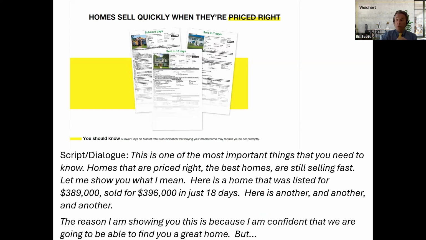This is one of the most important things that you need to know. Homes that are priced right, the best homes, are still selling fast. Let me show you what I mean. And then you might say, here's one, came on the market for $389,000, sold for $396,000, only 18 days. Here's another, here's another. And then you say, the reason I'm showing you this is because I'm quite confident we're going to be able to find you and your family a great home.